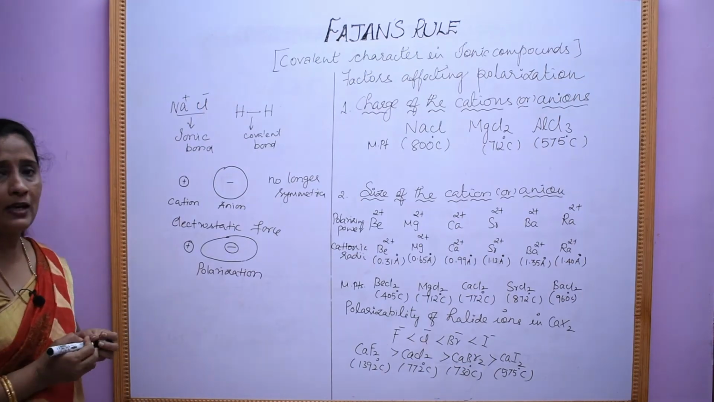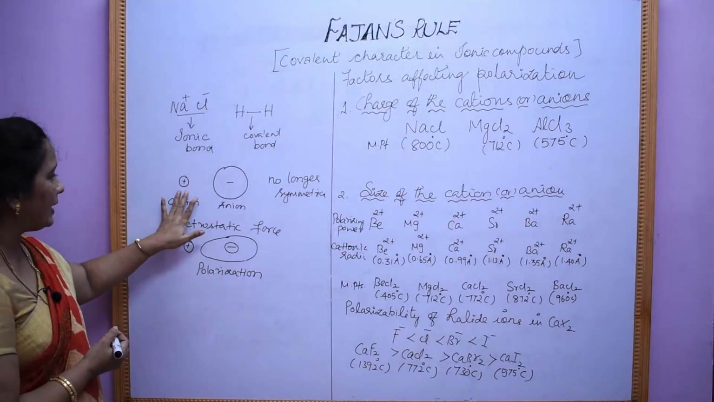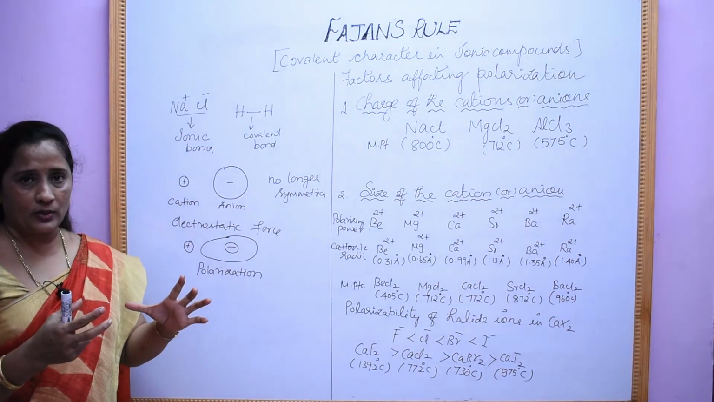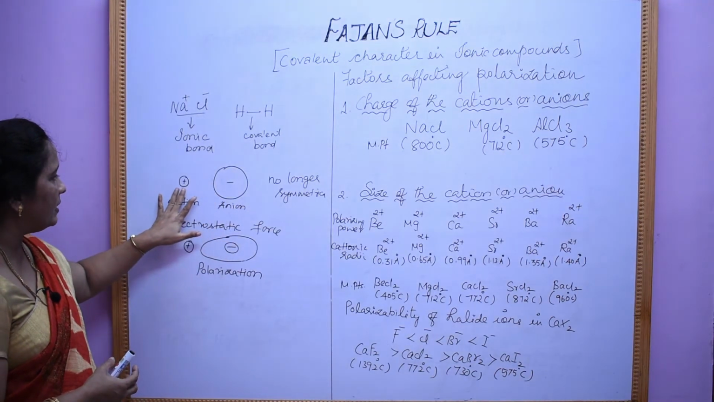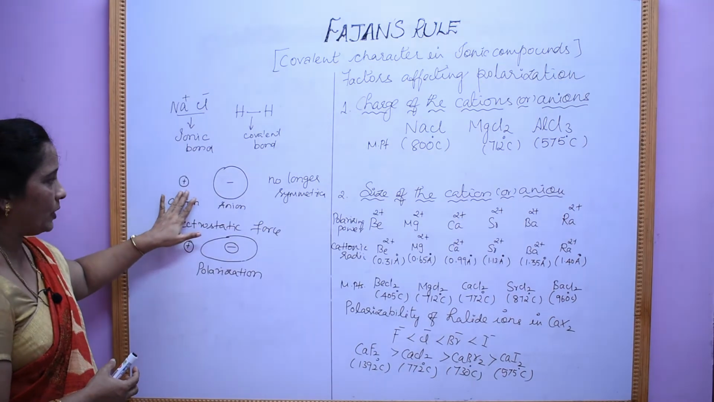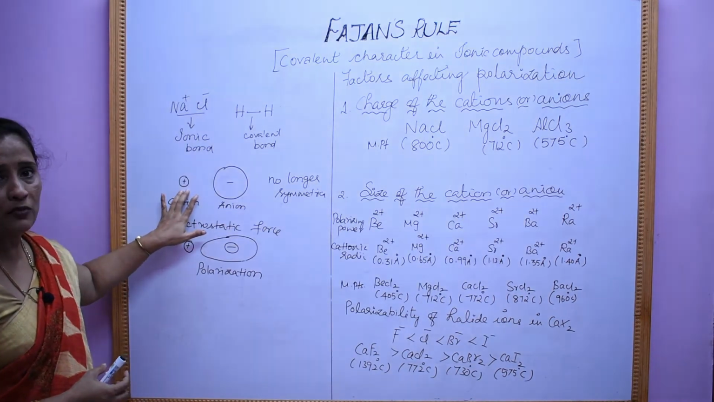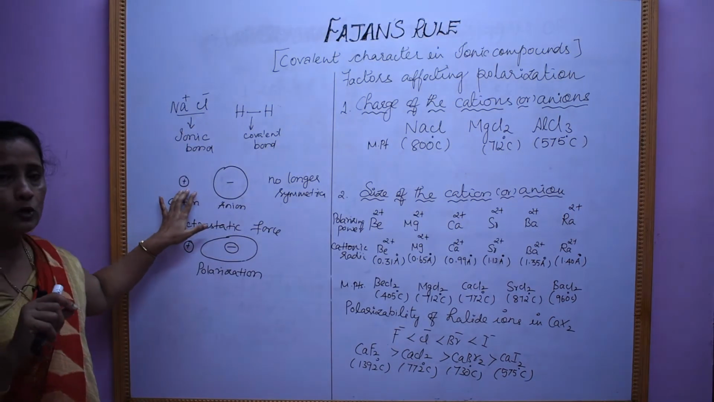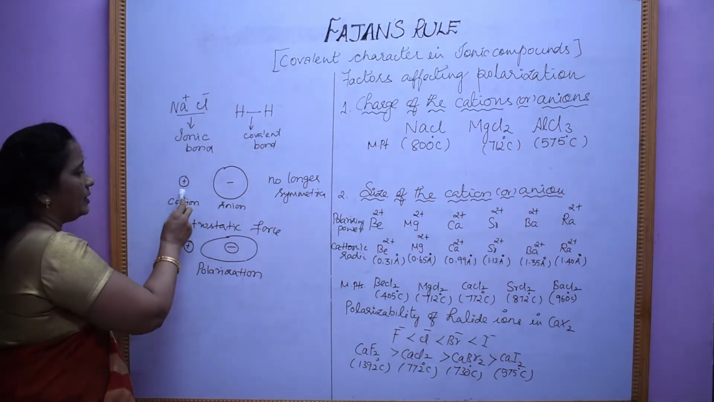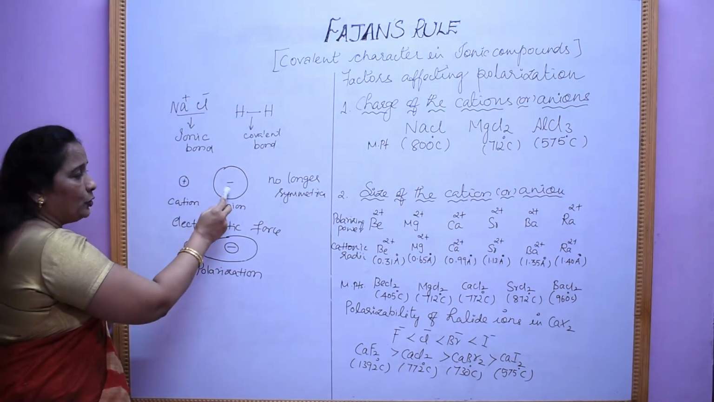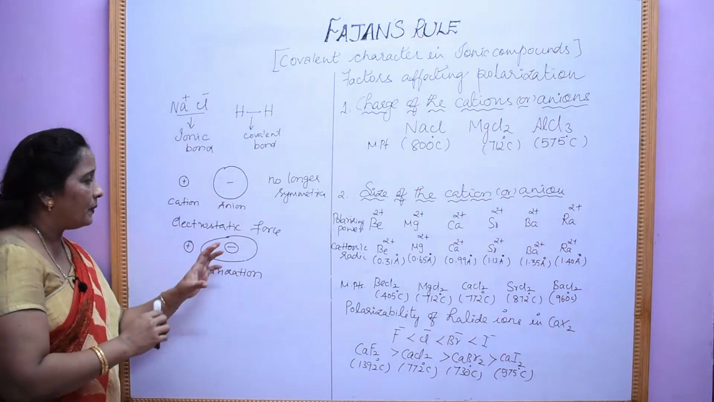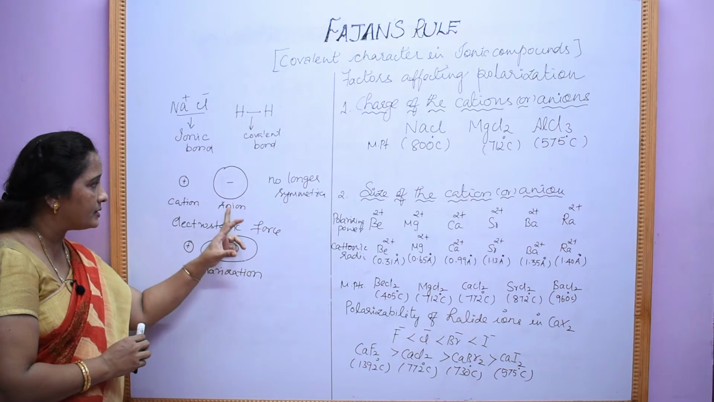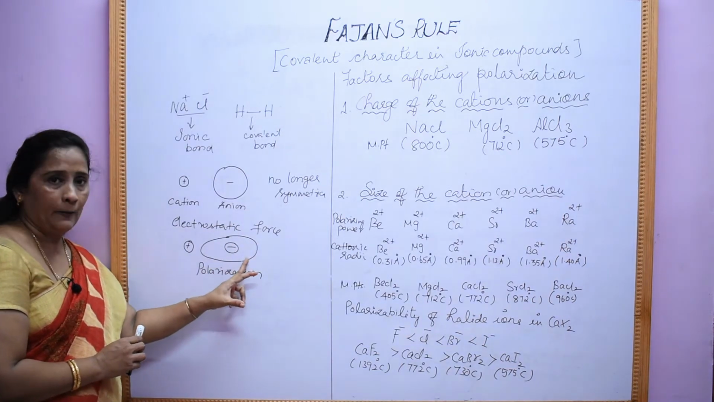So what we have seen now: when a cation and an anion approach together, the electron cloud of the anion is attracted towards the positive charge of the cation because of the electrostatic force of attraction, and there is also a repulsion happening between the positive charge of the cation and the nucleus of the anion. Because of these combined forces, the electron cloud of the anion no longer remains symmetrical, right?